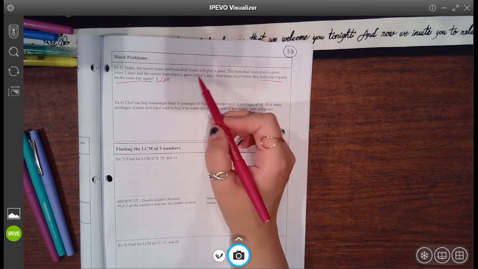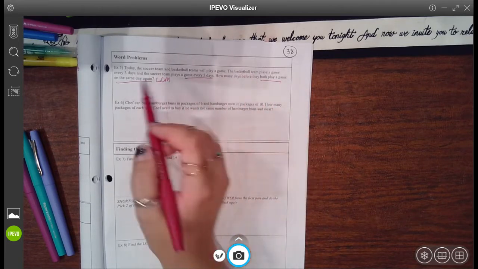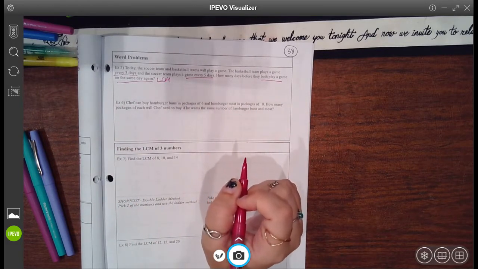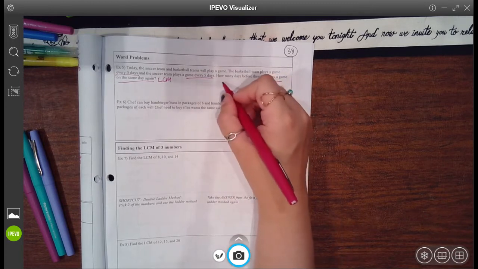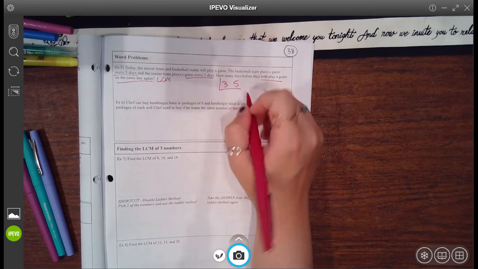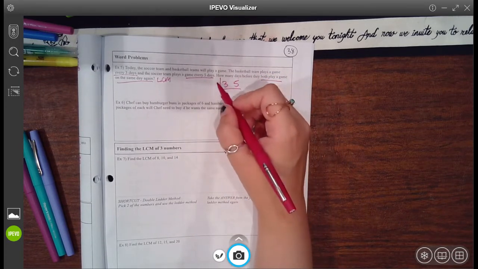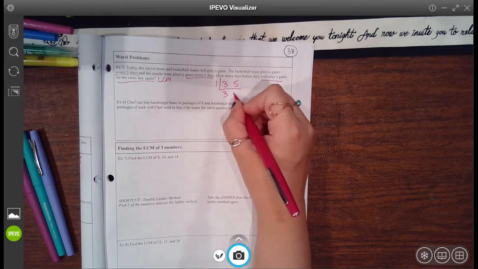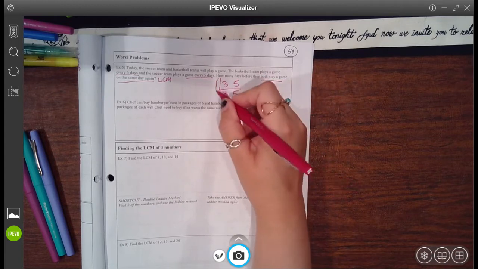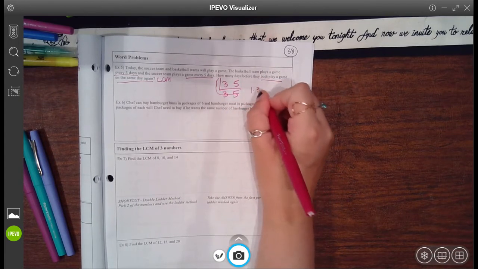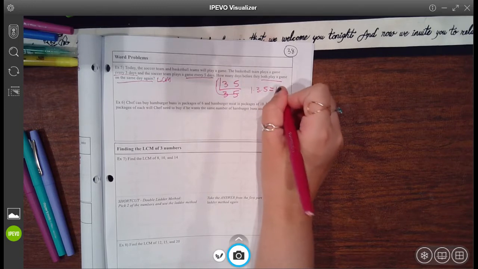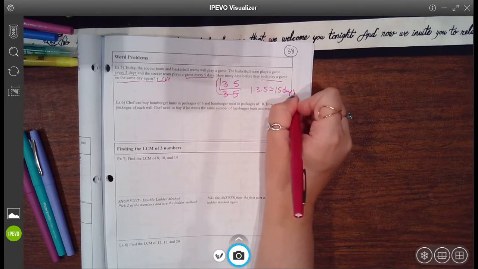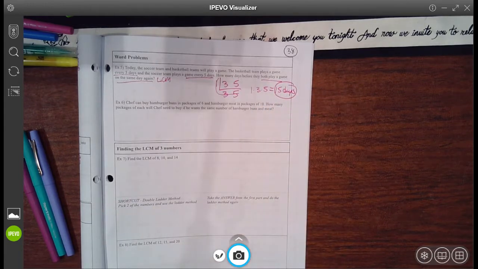So here, this happens every 5 days, and then the other one happens every 3 days. So when's the first time they're both going to happen on the same day? Okay, so let's do the ladder. Can anything go into 3 and 5? Nope, just 1. Because 1 times what is 3? 3. And 1 times what is 5? 5. So then multiply all those. 1 times 3 times 5 is 15. So the first time that they're both going to happen at the same time is in 15 days.